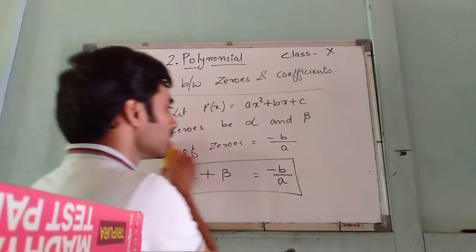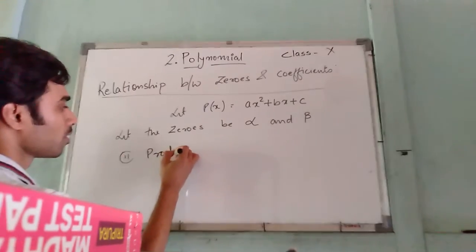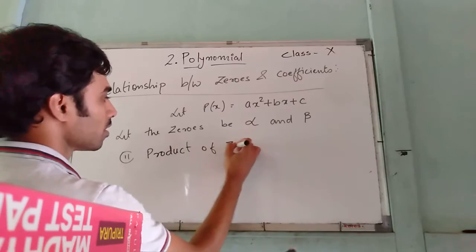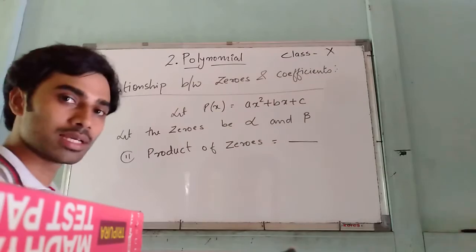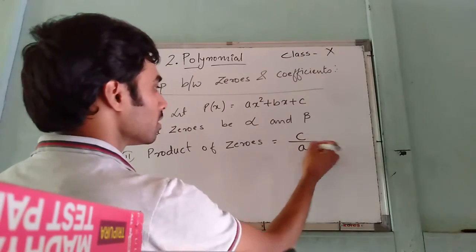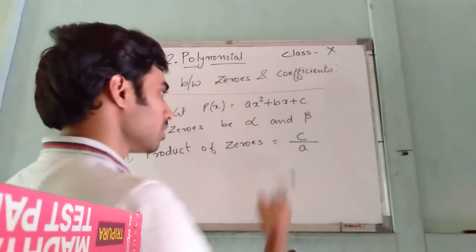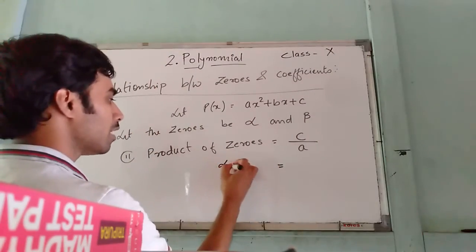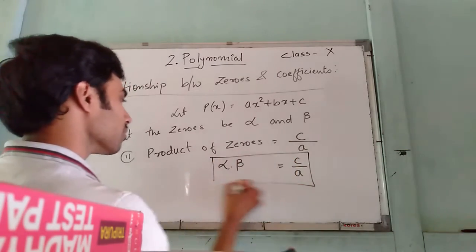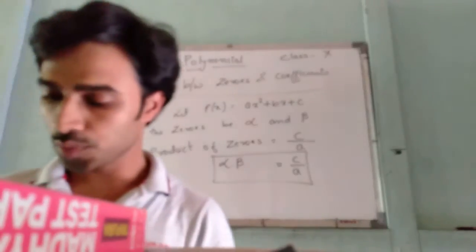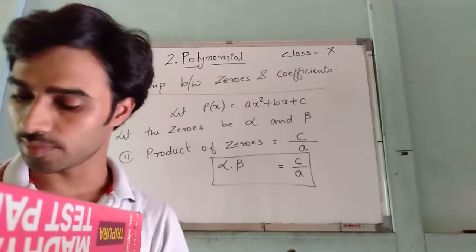Let's go to the second formula. The second formula is the product of zeros, and product means multiplication. For finding the product of zeros, the formula is c by a: the constant term divided by the coefficient of the first term. Product means into, so alpha into beta is equal to c by a. This is the second formula. These formulas are used while solving the questions based on the exercise, so write it nicely and memorize it.